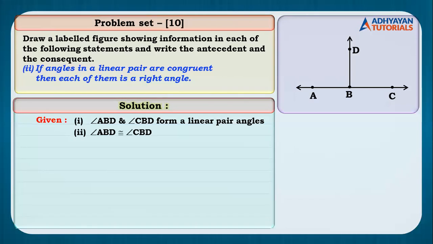अभी to prove. To prove क्या है? Then each of them is a right angle. मतलब हमको क्या prove करना है? Angle ABD and angle CBD दोनों का value कितना होना चाहिए? Right angle मतलब 90 degree. Perfect. So we need to prove that both these angles are equal to 90. I hope everybody might have understood this. So copy the figure along with the solution. Be quick.